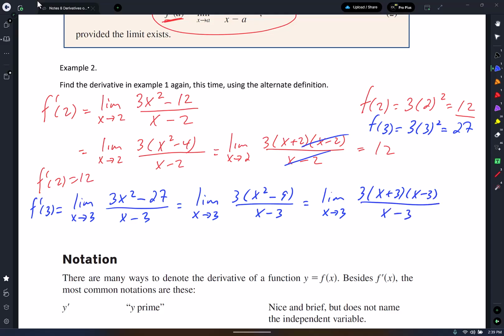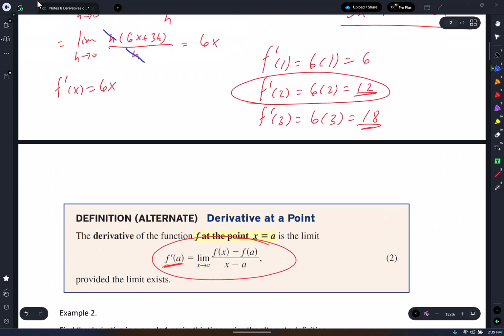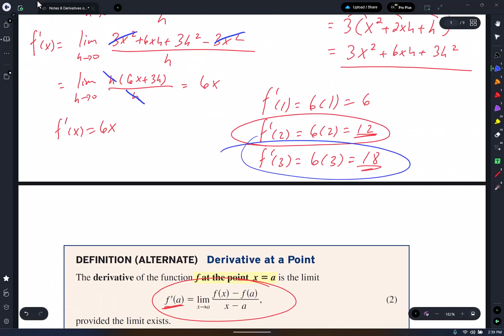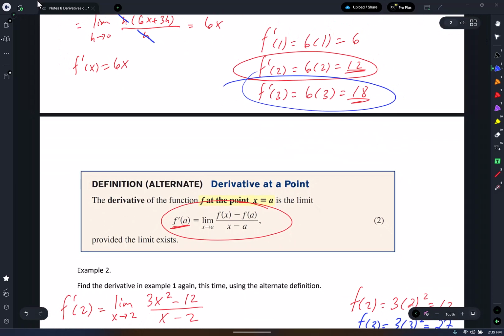What's going to cancel out? 3 plus 3 is 6. 6 times 3 is 18. Look at that, f prime of 3 is 18. Did we get the same answer that we got over here? Yeah. Remember, we've been doing this already for a long time. These are just tangent slopes at those specific x values. Now, there's a special name. They're called derivatives. Cool or not cool?